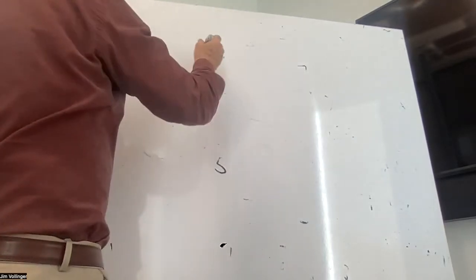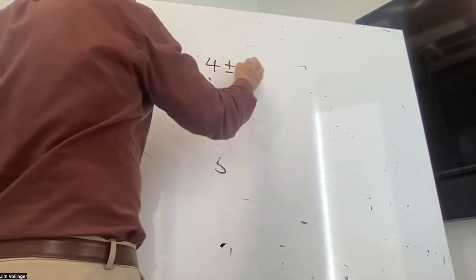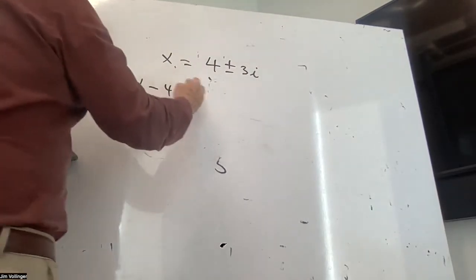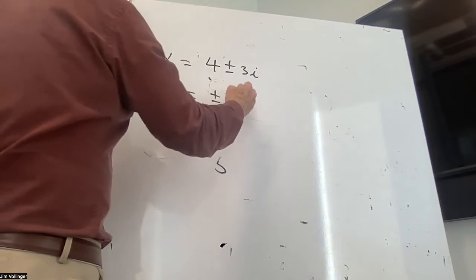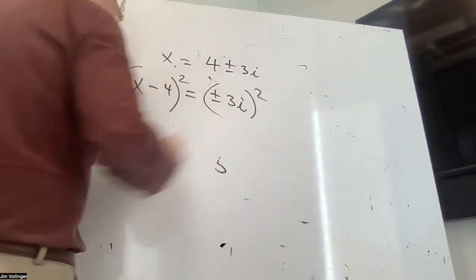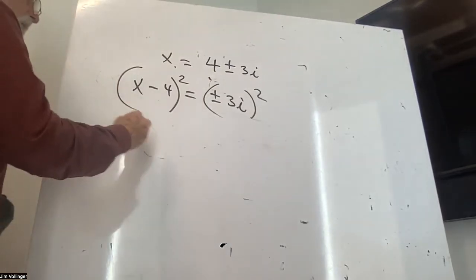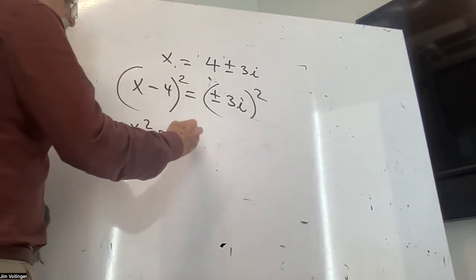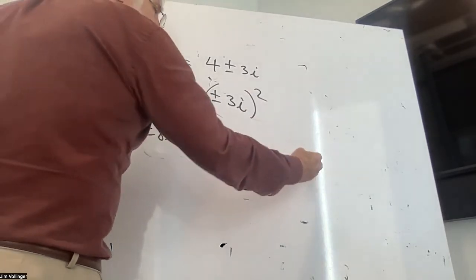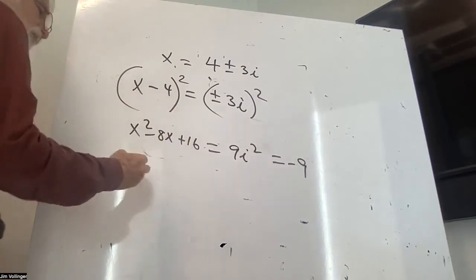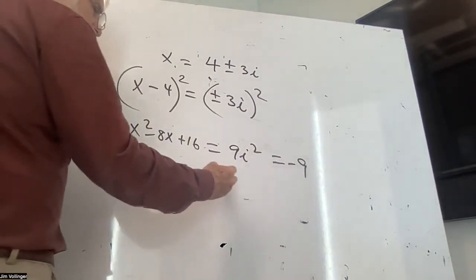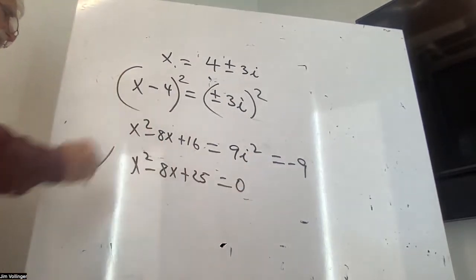All right, so I'll do number 39. x equals 4 plus or minus 3i. You know the drill. So x minus 4 equals plus or minus 3i. At this stage, just square both sides, and you're going to get x squared minus 8x plus 16 is equal to 9i squared. 9i squared is equal to -9. So we're going to bring it over here and get x squared minus 8x plus 25 equals 0. You get that, you get one of those.